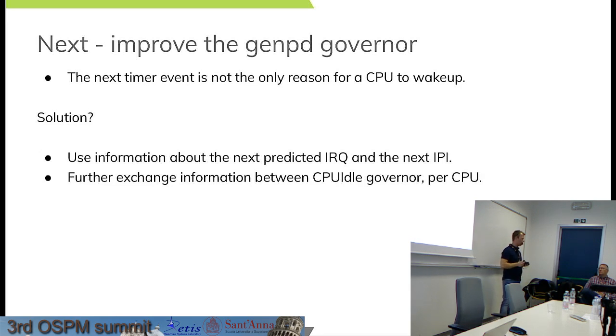So that in principle you could try to predict the wake up events for every CPU based on the idle information, but then for clusters, I don't know. That's exactly how I see it as well. So we want some kind of per CPU information about the next wake up.